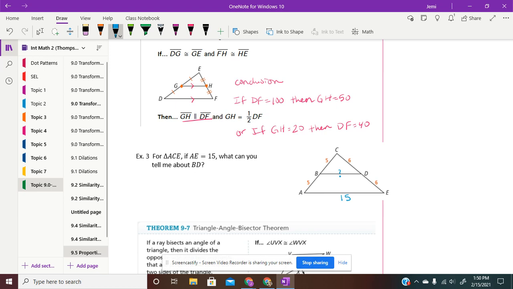First thing to notice is what I have marked on the picture. AB is 5 and BC is 5. Oh, that means that each of these segments is congruent, so that B is a midpoint. And then when I look on the other side, oh, CD is 6 and DE is 6. Oh, that means that this is a midpoint also.